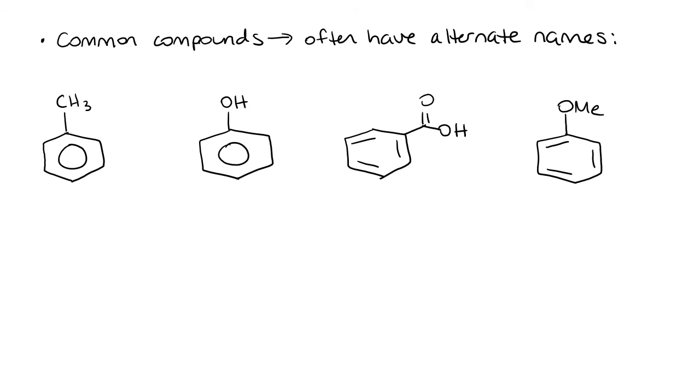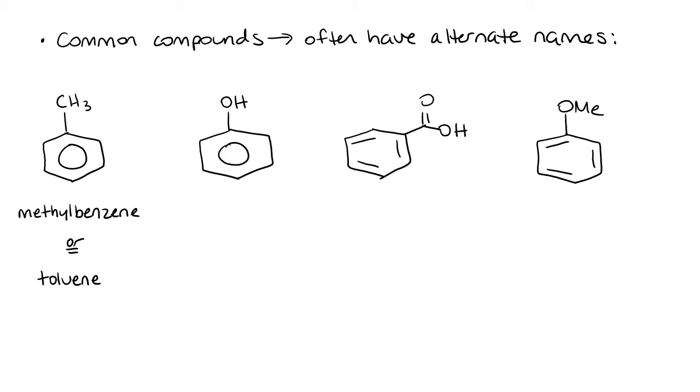Now there are some simple benzene derivatives that are used very often in chemical labs. These are known as common compounds, and as a result, they often have alternate names that can be shorter or easier to pronounce than the typical name for a simple compound. So first, we have a methyl group attached to a benzene ring. So the proper name for this molecule is methylbenzene. However, this molecule is also known by its common name, which is toluene. And toluene is an organic solvent that's often used in labs.